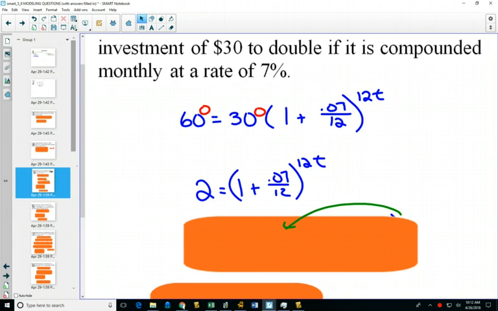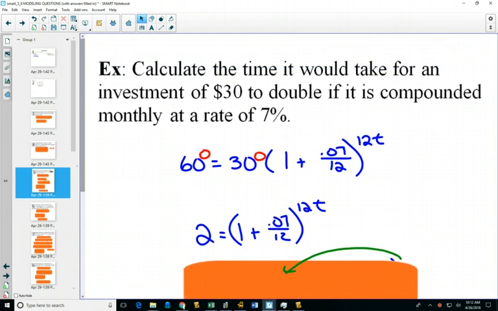Sometimes these questions, though, this is what I want to point out. Sometimes these questions say, calculate the time it would take for an investment to double if it's compound, and then they don't give you the amount. And you're like, Mr. JR, there's not enough information. But you need to know, just like we did in this question, it doesn't matter how much money you had. So you can pick any number here, double it here. When you simplify, you get 2. And so that is the part that helps you with this question.